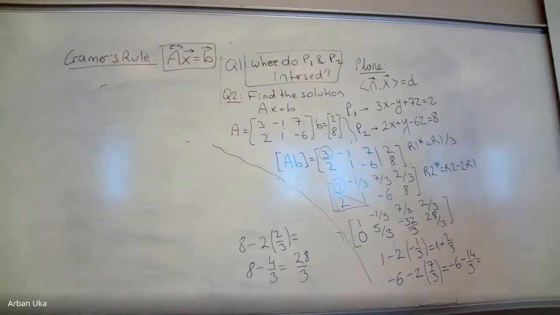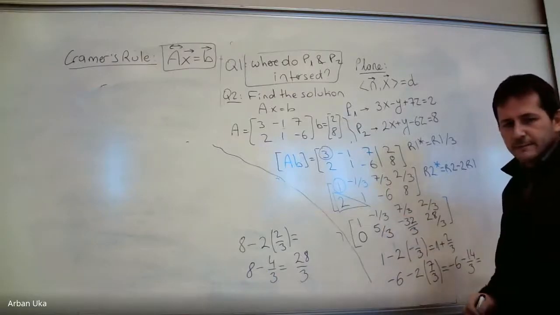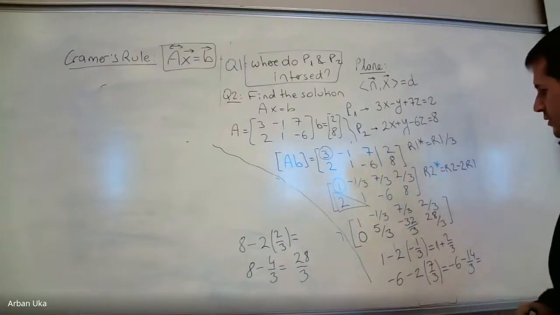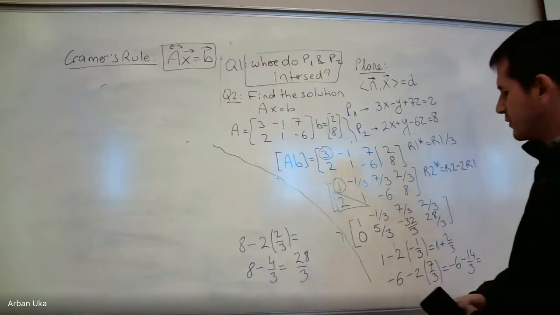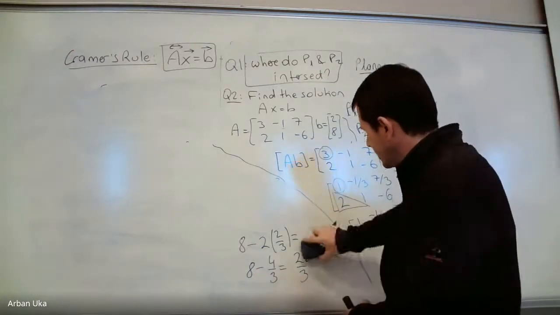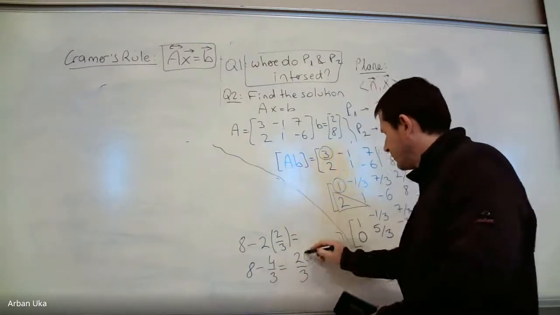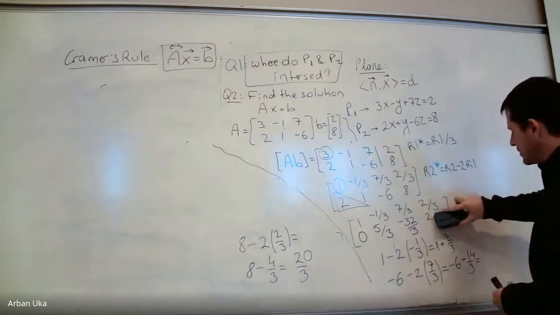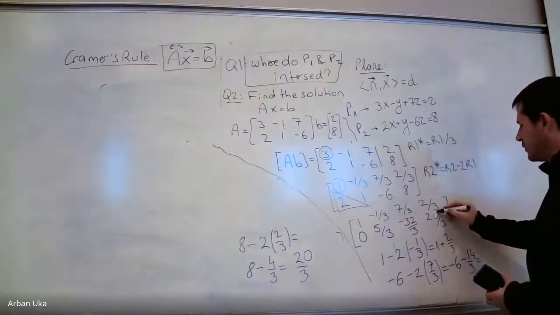What is the next step? The next step is always... Sorry? Is it 20 over 3? I don't know. Let's check. Yes, it's 20 over 3 because this is 24. This is 20 over 3. So, thank you. This is 20 over 3. Now, what is the next step?